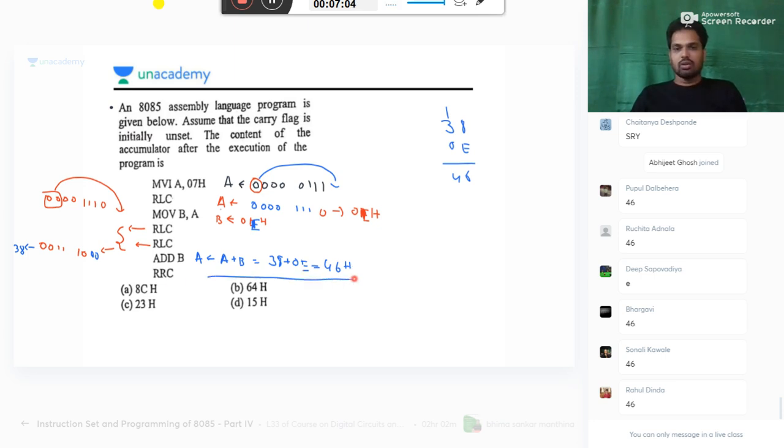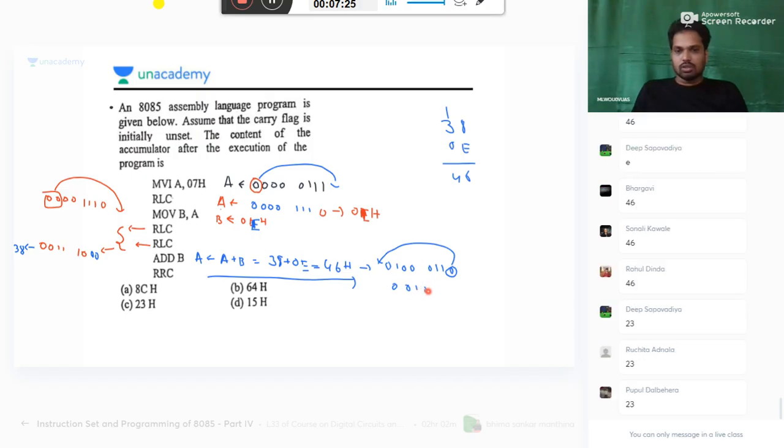Now again, 46 means 0, 1, 0, 0, 0, 1, 1, 0. Okay, rotate right. Right means what to do? Take this bit and keep it here. This is the right side. So what will you get? 0 will come here and remaining 0, 1, 0, 0, 0, 1, 1. So finally 23 hexadecimal. That's all.